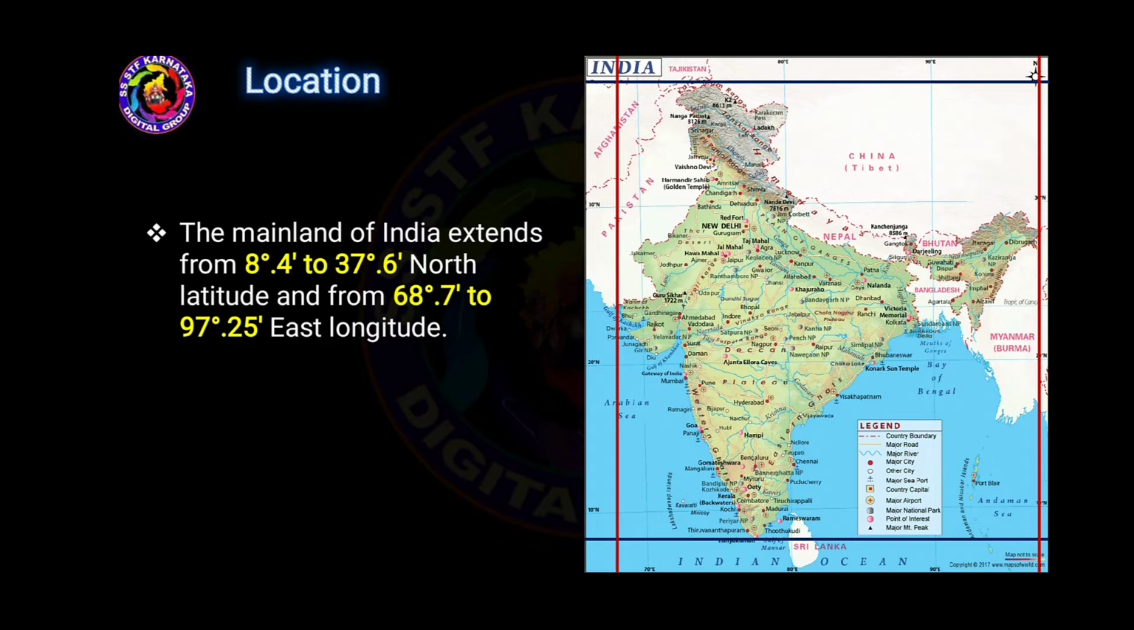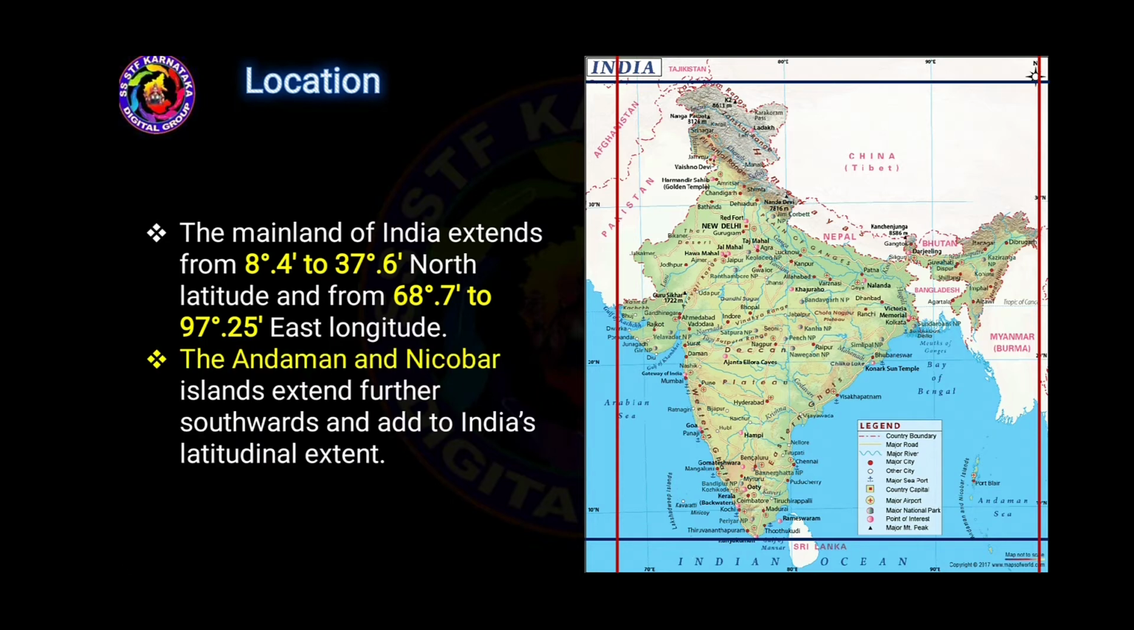So what is the latitudinal and longitudinal extent of India? The mainland of India extends from 8 degree 4 minutes to 37 degree 6 minutes north latitude, and from 68 degree 7 minutes to 97 degree 25 minutes east longitude. Remember this. The Andaman and Nicobar Islands extend further southwards and add to India's latitudinal extent. See, these are the Andaman and Nicobar Islands.